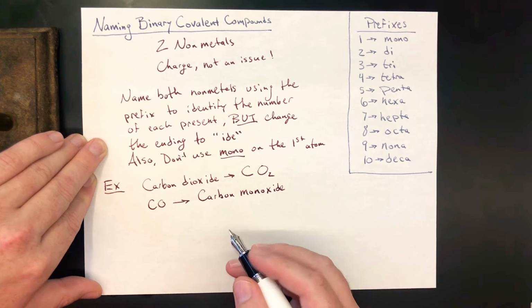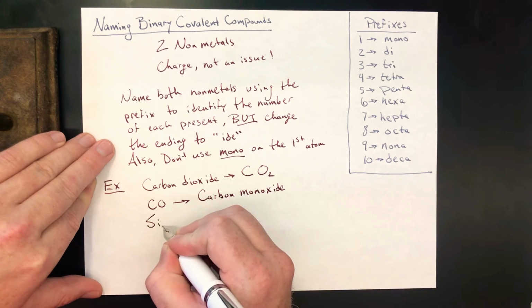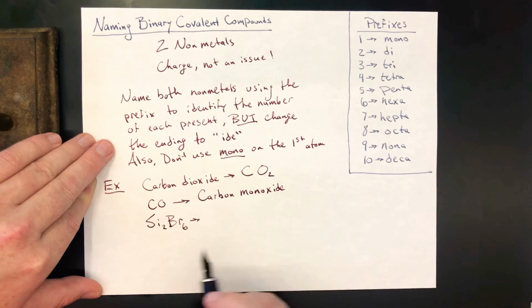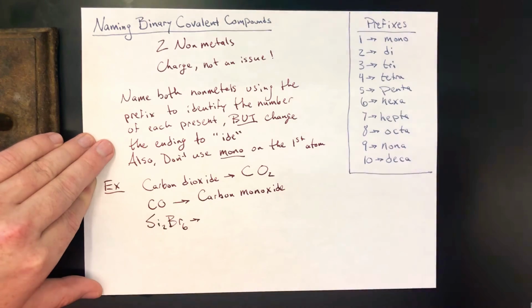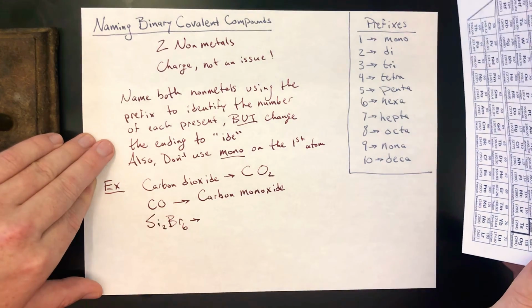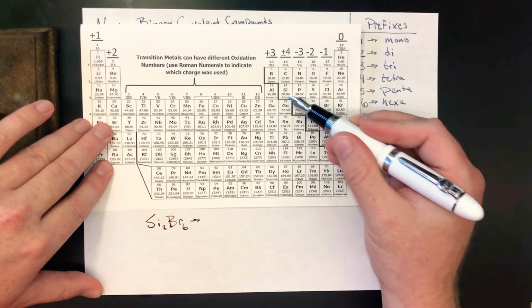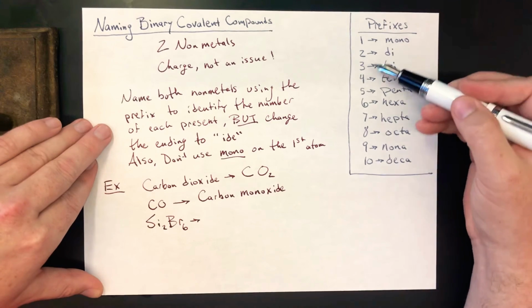Let's do another one going from the formula to the name. So here we have Si2Br6. So we need to make sure we understand, if I look at this on the periodic table, silicon and bromine are both nonmetals, so I'm not going to worry about charge. I'm just going to look at my prefixes.